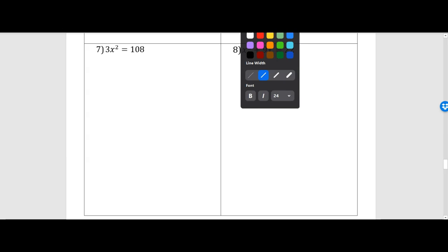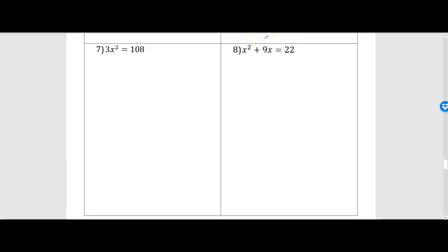That's a quick one. For number 7, first thing I'm going to do is divide both sides by 3. Again, I'm trying to get x by itself, so first thing is to divide out the 3. So I get x squared is equal to 108 divided by 3 is equal to 36. Then I'm going to square root both sides. And just remember that you're going to get two answers here. So you're going to get x is equal to plus or minus the square root of 36, which is equal to 6.